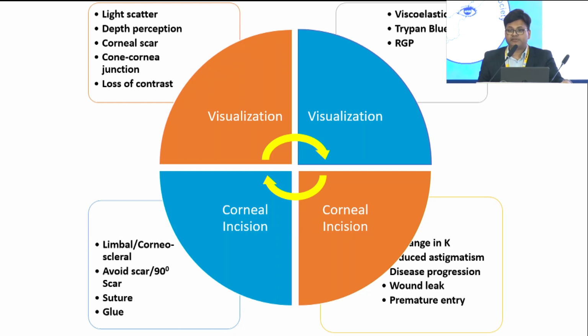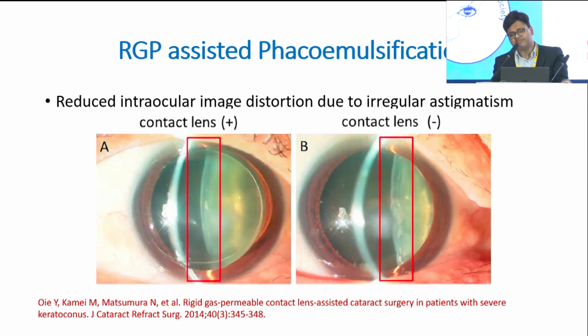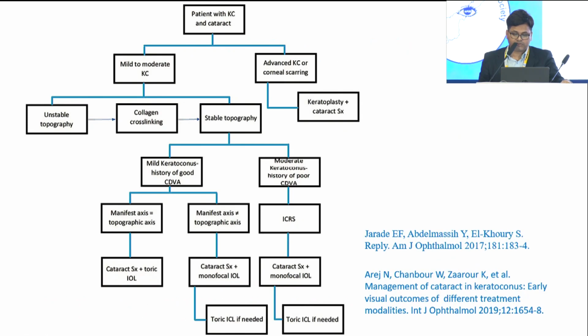The second problem is where to put your incision. I have already told you to always try to avoid the scar area, go for a limbal or corneoscleral tunnel. And if you feel that the incision is not self-sealing, always put a suture. So this is a paper by OE et al., where they used RGP lenses. If you see the first picture, without RGP there was distortion, but the moment you put an RGP lens, it becomes more focused. So this can also be used while doing surgery.